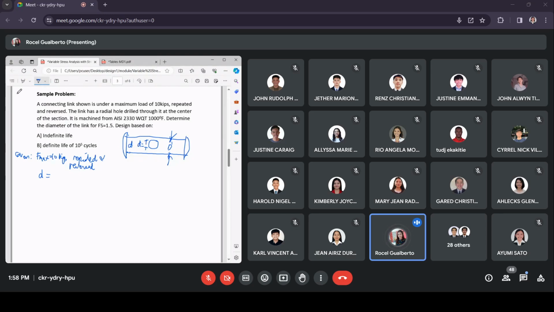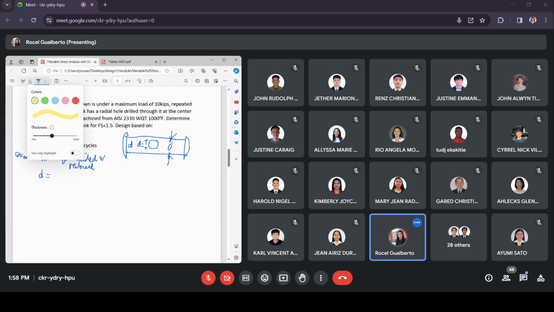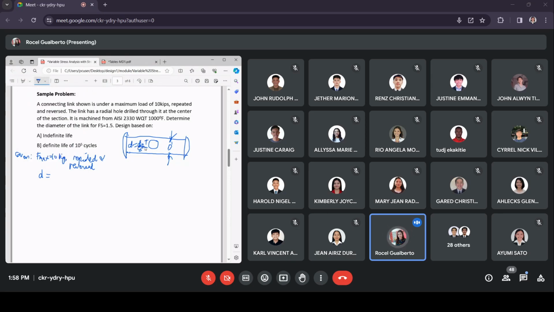Say diameter equal to 1/8 of an inch, for example. So include that. And then we go to the material specification. So AISI 2330 WQT at 1000 degrees Fahrenheit. Please find the values of sigma U, sigma Y, and the BHN.